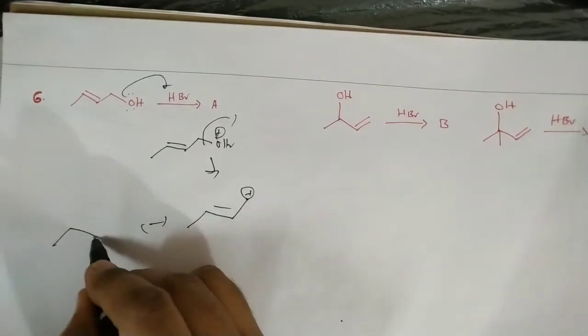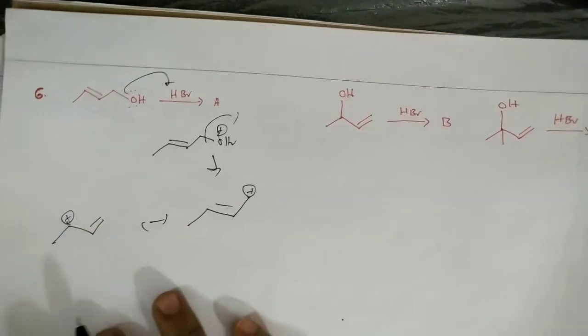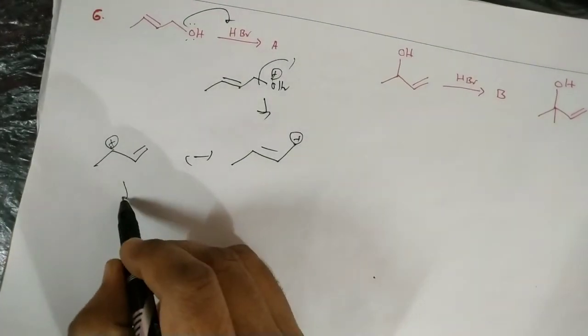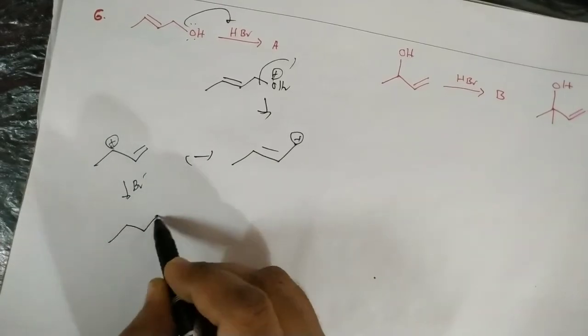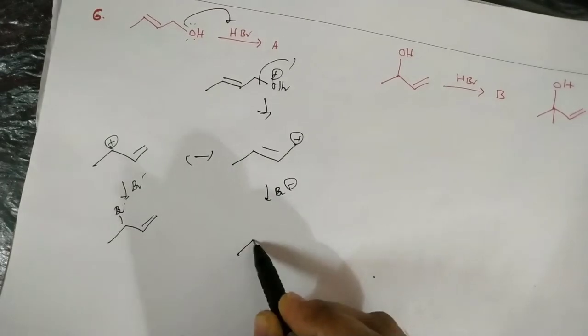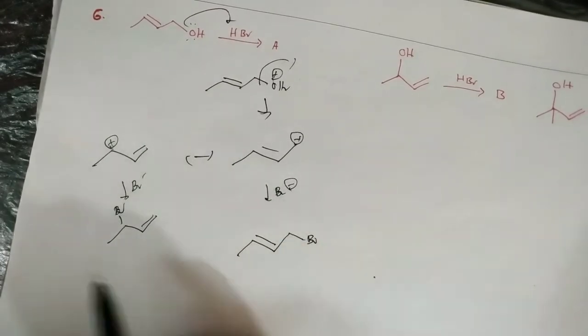This carbocation is stabilized by resonance. Between these two, which carbocation is more stable? This carbocation is more stable, so it is attacked by Br minus, and this is the product. If it is attacked by Br minus here, this is the product.